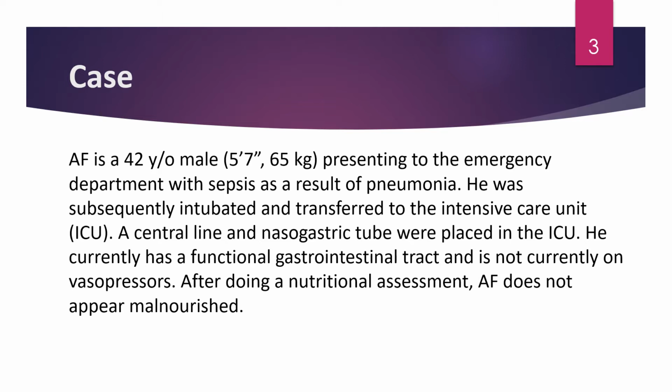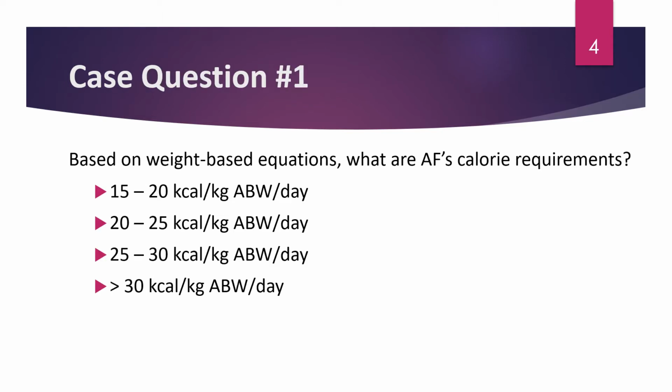A central line and a nasogastric tube or an NG tube were placed in the ICU. The patient currently has a functional GI tract and is currently not on vasopressor therapy. After doing a nutritional assessment, the patient does not appear malnourished. So the first question is, based on weight-based equations, what is the patient's calorie requirements?